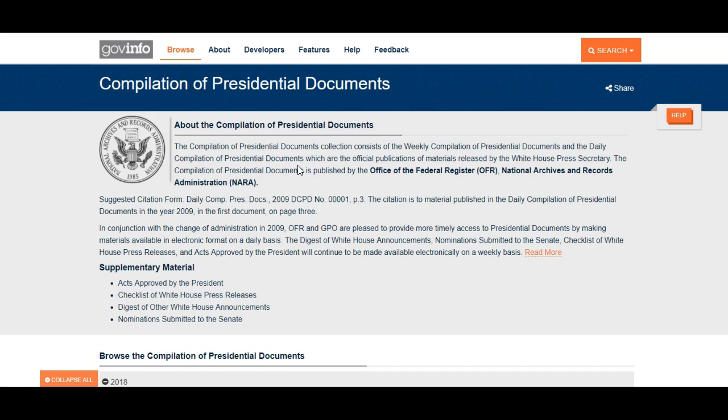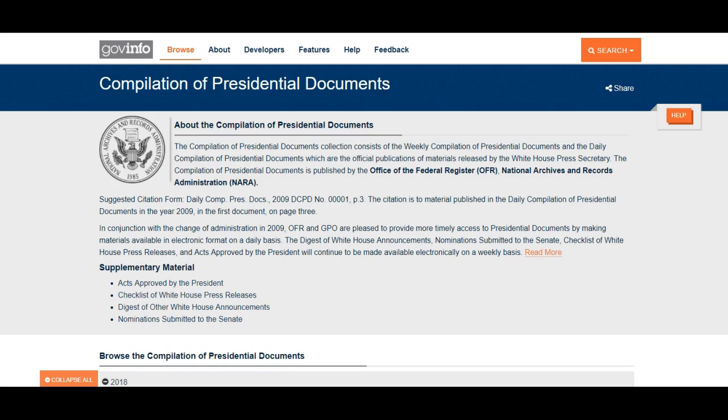But before we move to state, there's one other aspect of federal administrative materials that we should discuss, and that is presidential materials, which I think is particularly interesting these days because it's in the news a whole lot. So also on GovInfo, and I think this is probably the best place to find presidential documents if that's what you are interested in.